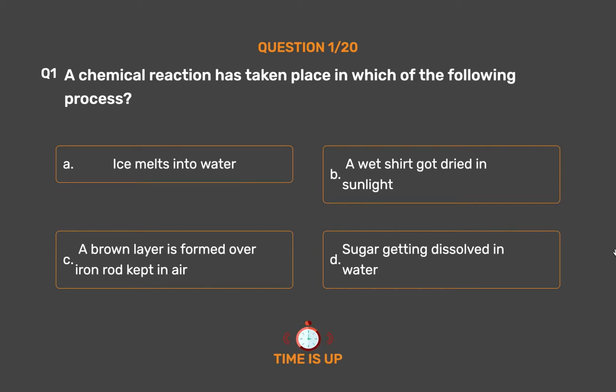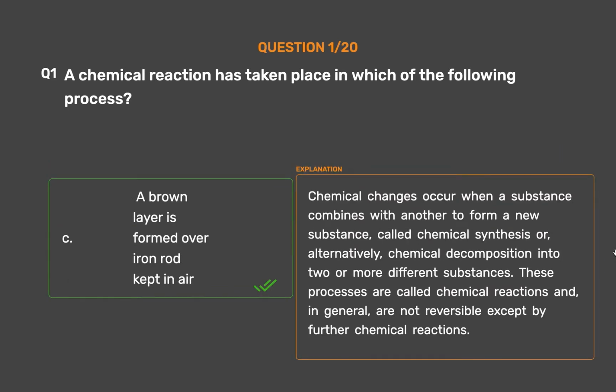The correct answer is Option C. A brown layer is formed over iron rod kept in air. Chemical changes occur when a substance combines with another to form a new substance, called chemical synthesis or, alternatively, chemical decomposition into two or more different substances. These processes are called chemical reactions and, in general, are not reversible except by further chemical reactions.